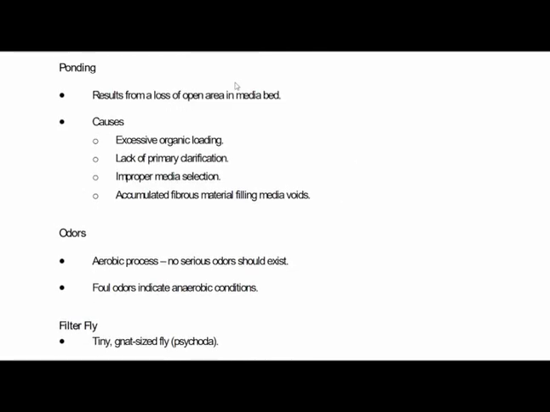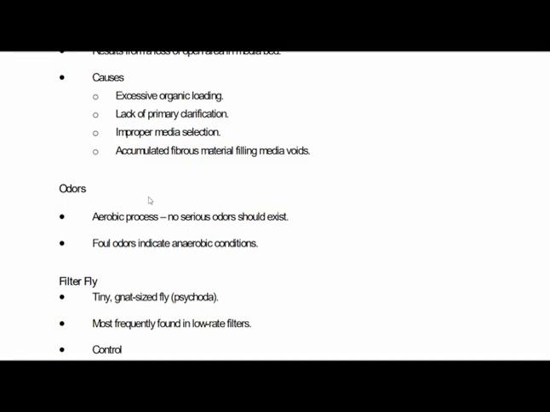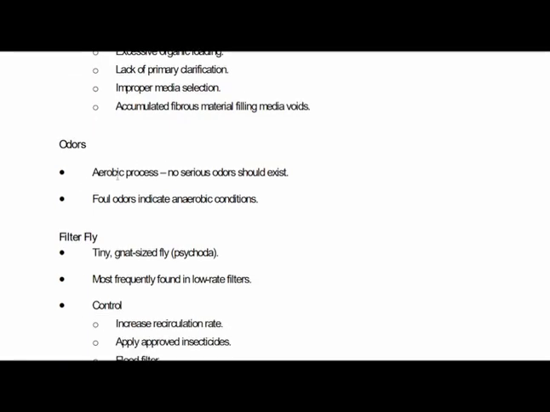Abnormal conditions. Ponding results from a loss of open area in the media bed. The causes of ponding are excessive organic loading, lack of primary clarification, improper media selection, and accumulated fibrous material filling the media voids. Odors. The aerobic process, no serious odors should exist. Foul odors indicate anaerobic conditions.